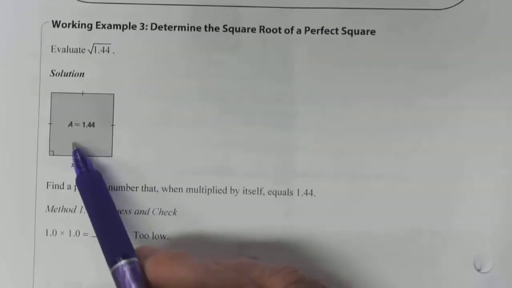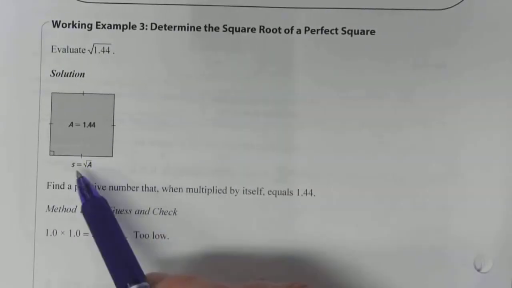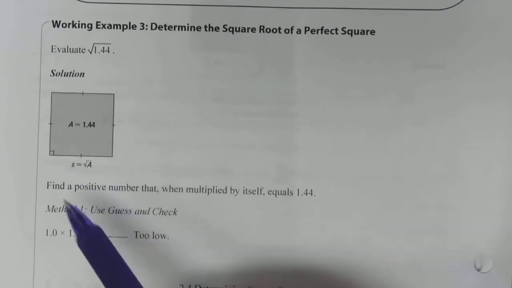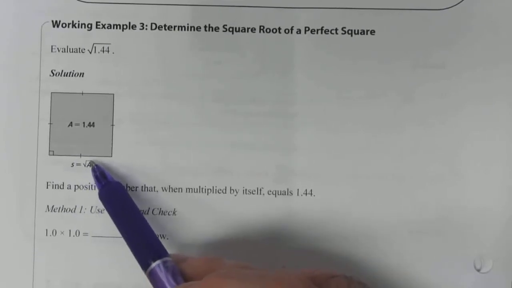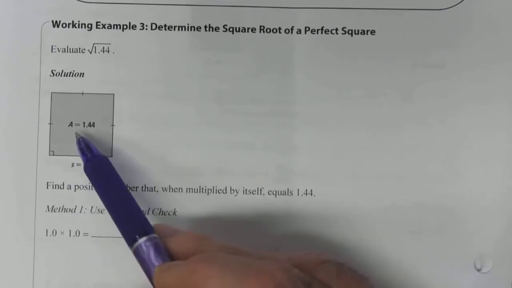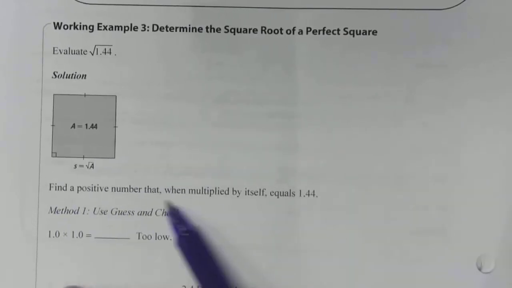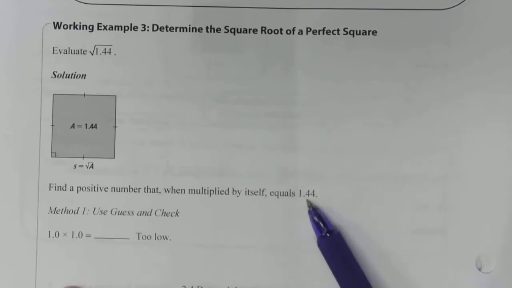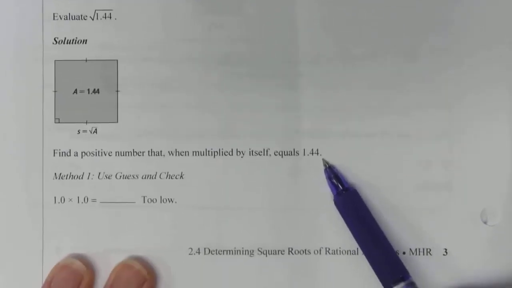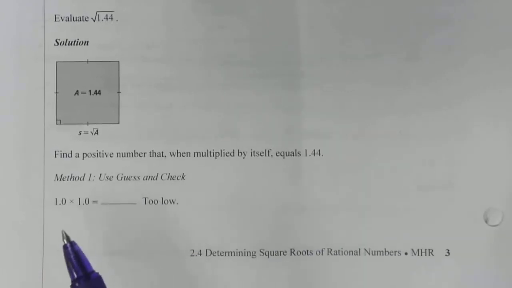And that's shown here. The area is 1.44. We're trying to figure out the side length of it. And to do that, we take the square root of the area, or the square root of 1.44. That's what we're doing here. So find a positive number that when multiplied by itself equals 1.44. So there's a few techniques you can use. Method 1 would be what we call guess and check.